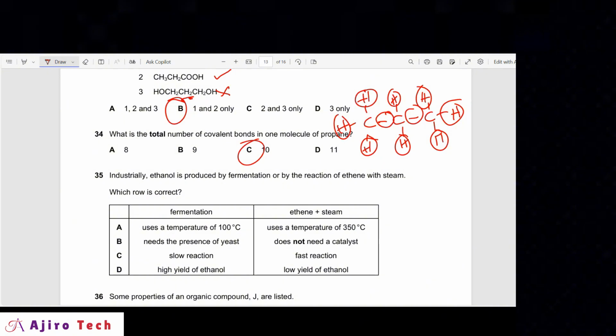Industrially, ethanol is produced by fermentation or by reaction of ethene with steam. Which row is correct? Fermentation doesn't use a temperature of 100 degrees, so this is off. Fermentation needs the presence of yeast. That's correct. Ethene plus steam needs a catalyst. We need a catalyst. That's the acid. So this is off. Fermentation is slow, while this is fast. This is correct. Fermentation high yield, no. So our answer is C.